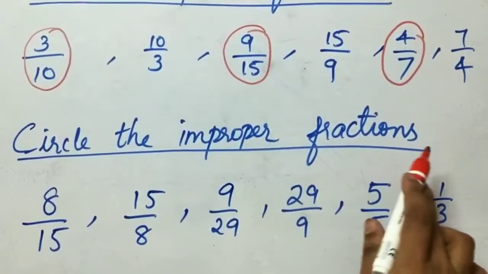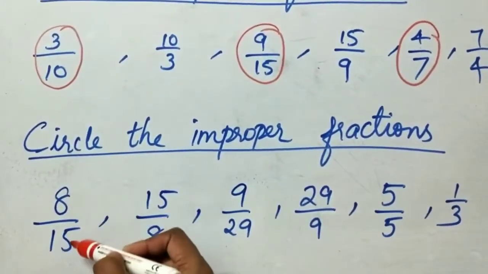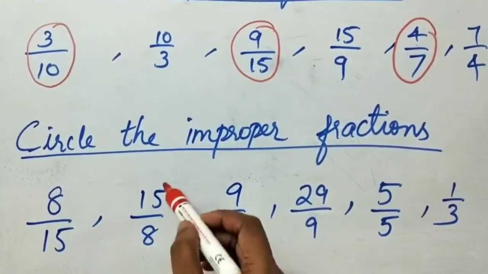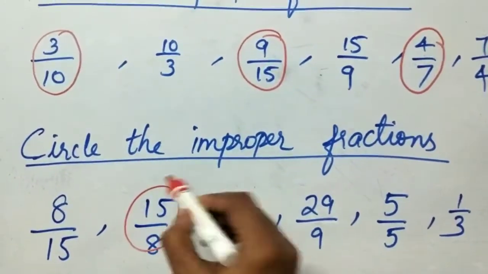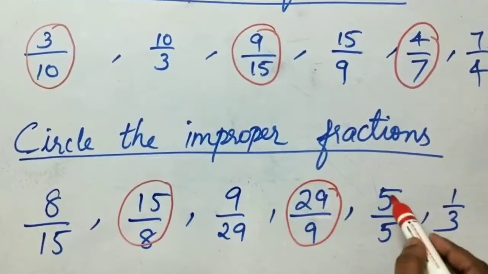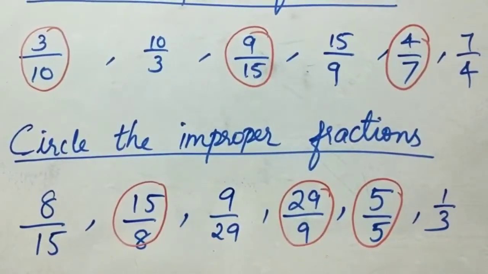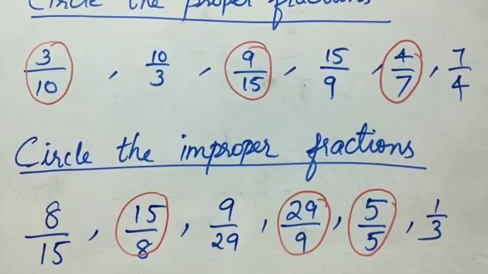Circle the improper fractions. Numerator should be greater than or equal to the denominator. 15 by 8, numerator is greater. 29 by 9, improper fraction. 5 by 5, both are equal. 1 by 3, proper fraction.